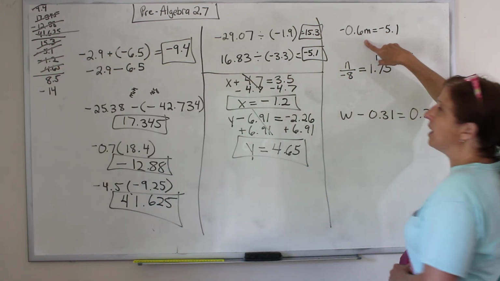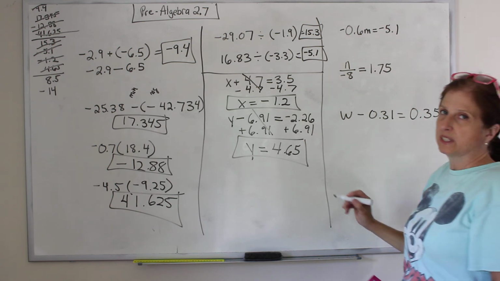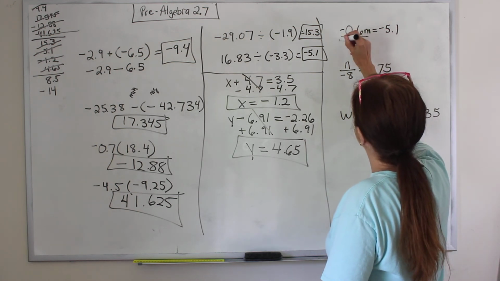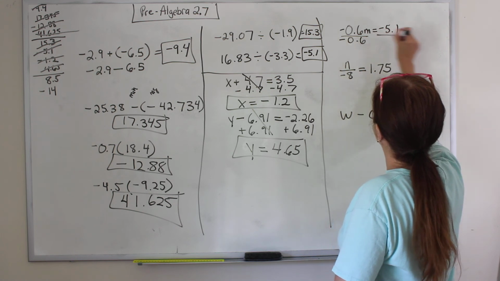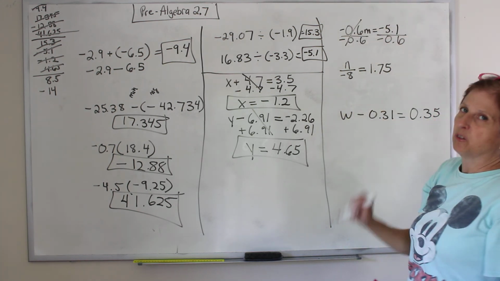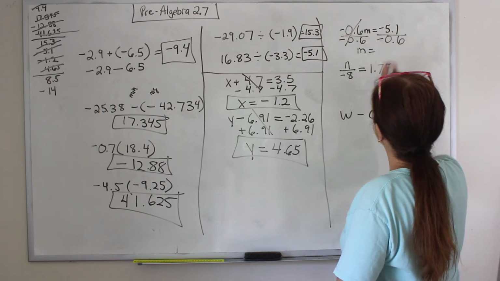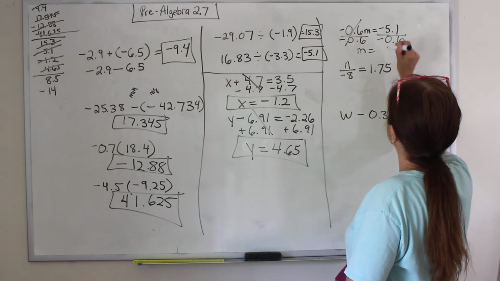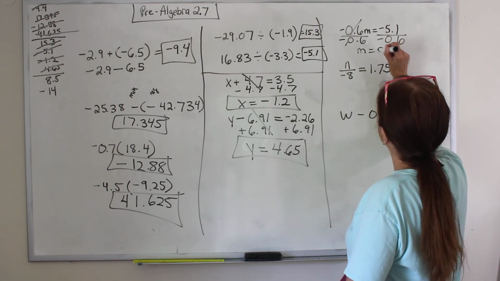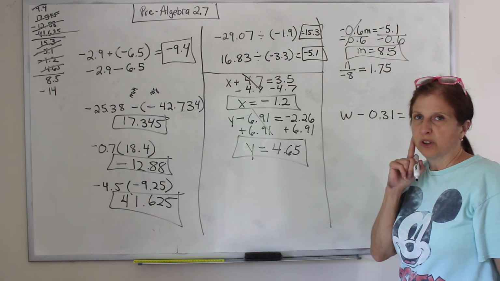Why is m not alone? It's being multiplied by negative 0.6. What's the opposite of multiplying by negative 0.6? Dividing by negative 0.6. What you do to one side, you do to the other. Those cancel out. Bring down what you didn't mess with. And that's 2 negatives make a positive. So it makes sense when your calculator says that's 8.5.